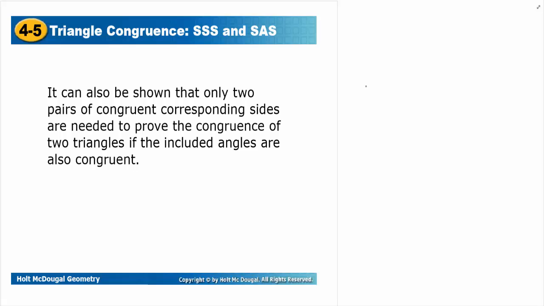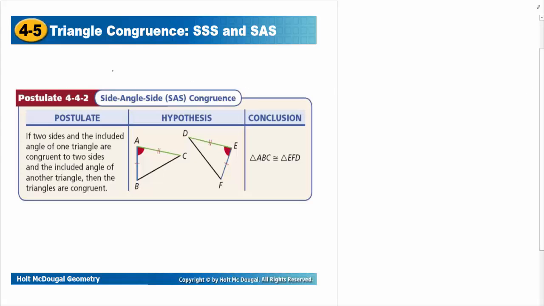Okay, moving on. It can also be shown that only two pairs of congruent corresponding sides are needed to prove the congruence of two triangles if the included angles are also congruent, which is the explanation for our side, angle, side postulate. So in our side, angle, side postulate, notice here we have two sides and an included angle. One has one tick mark, one has two, so you can see which one stands for what. We have an angle included in between. This is a side, angle, side relationship.